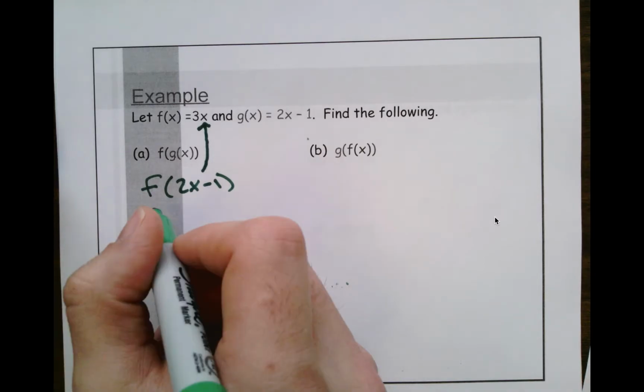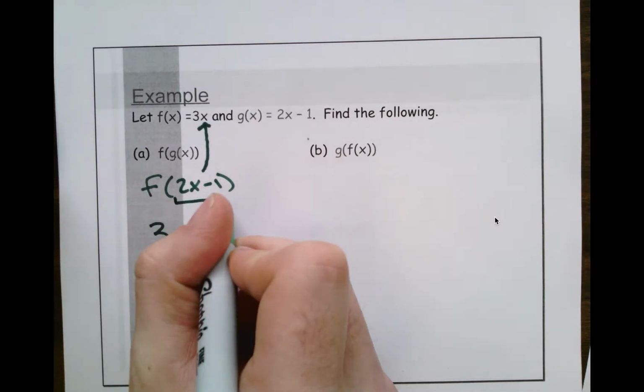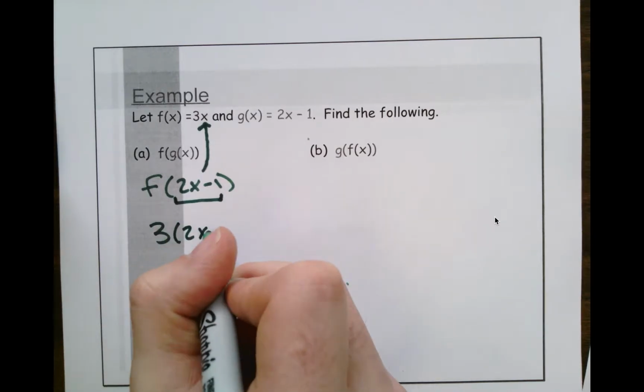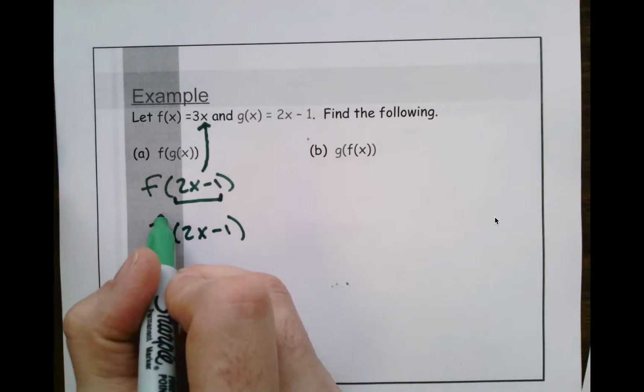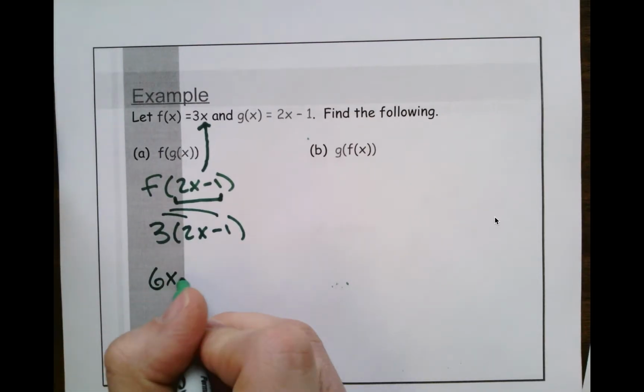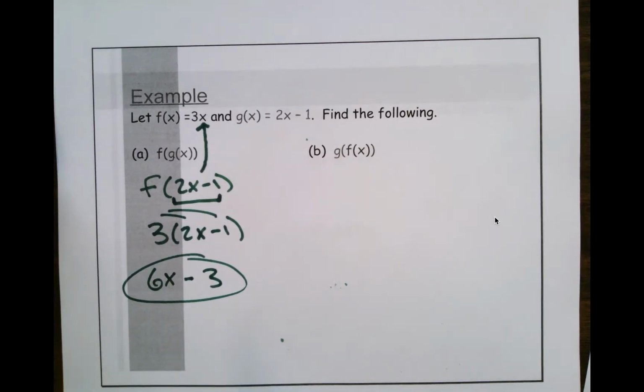So when we do that, instead of writing 3x, we're going to write 3, and this is going to get plugged in for x, 2x minus 1. Now from here, this is something that we've done plenty. We distribute the 3, we'd have 6x minus 3. That would be the composition of the two functions. It kind of combines a bunch of different operations.